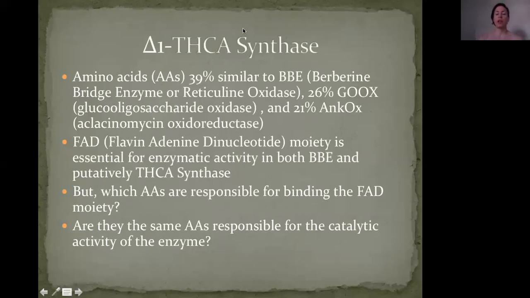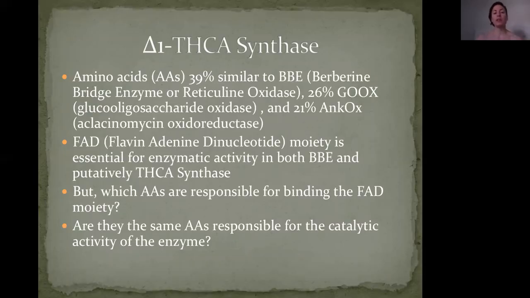So how did they set up their experiment, based on what information? Well, first they realized that delta-1 THCA synthase has a 39% homology to BBE, which is berberine bridge enzyme, a 26% homology to glucooligosaccharide oxidase, and a 21% homology to aclacinomycin oxidoreductase. These are various enzymes found in other plants that are responsible for pathogen response. And similarly, THCA synthase is the enzyme in cannabis that is responsible for pathogen response.